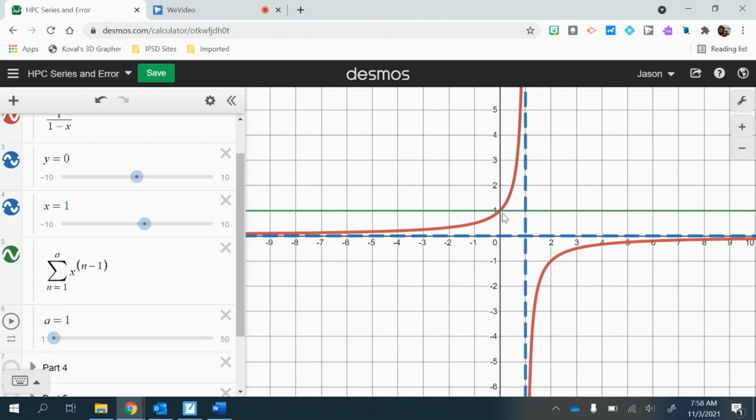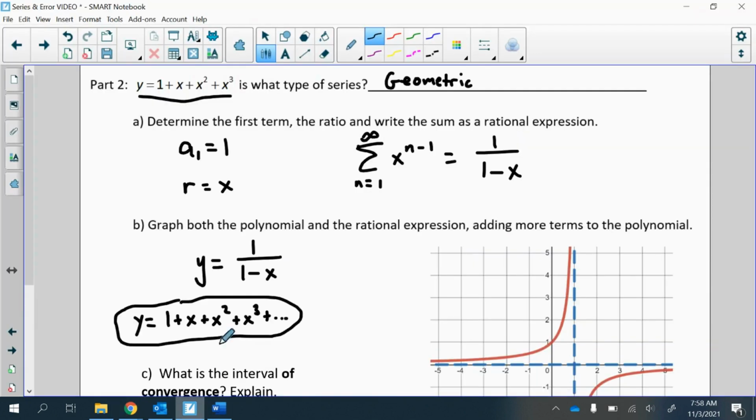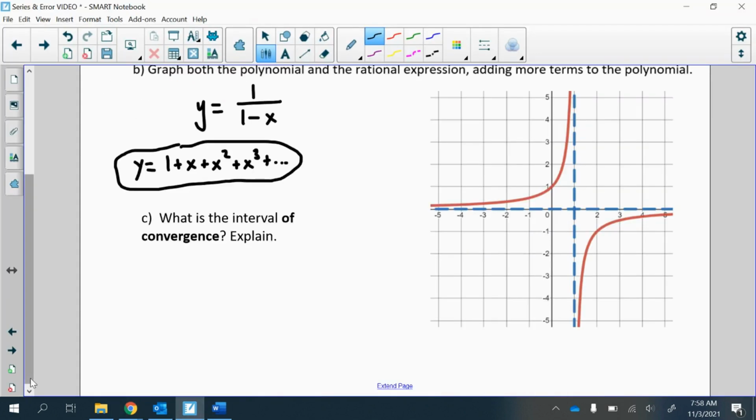it looks like it mimics things. There it only mimics it at one point. There it looks like it's getting a little closer, closer, closer, and so on. But it always appears to be between -1 and 1 where this polynomial looks a whole lot like the red graph. And that's because this only converges when the absolute value of r is less than 1.